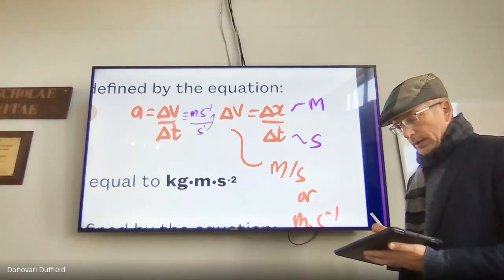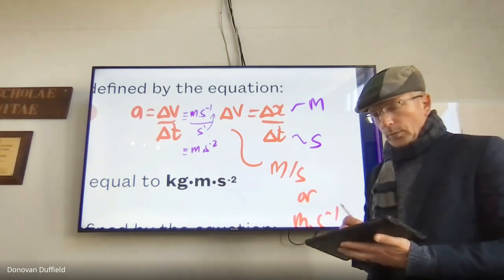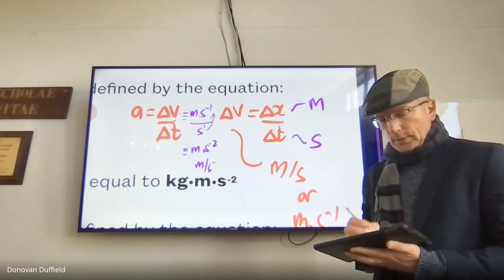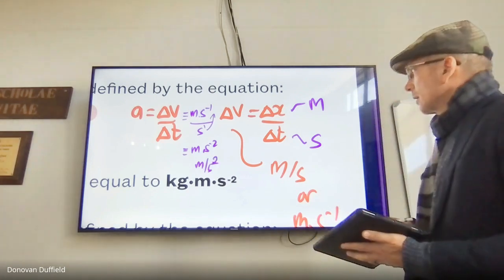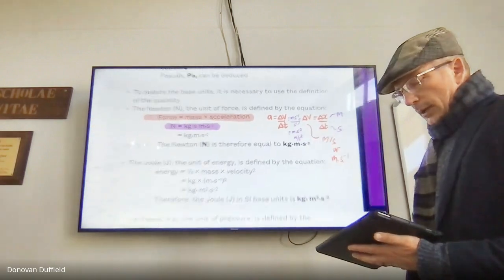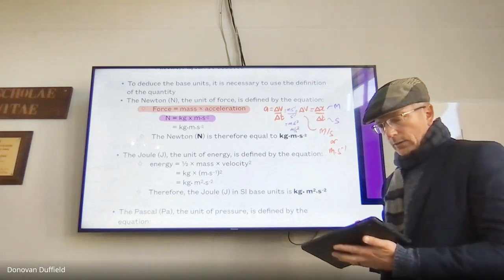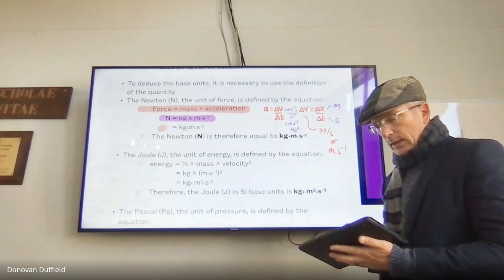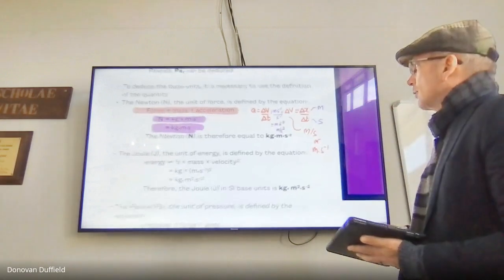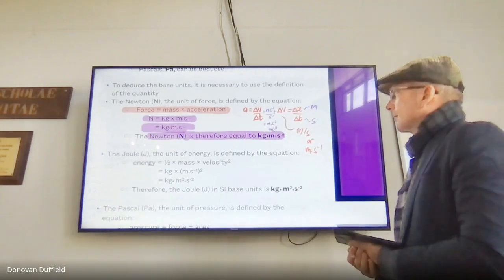When we bring that upstairs, we are working with meters per second squared, or meters times second to the minus 2. So it should be meters per second squared. Right, so we can see how by using the equation of the quantity, we can get what it is equivalent to in base units. So the newton is therefore equal to kilograms meters per second squared.